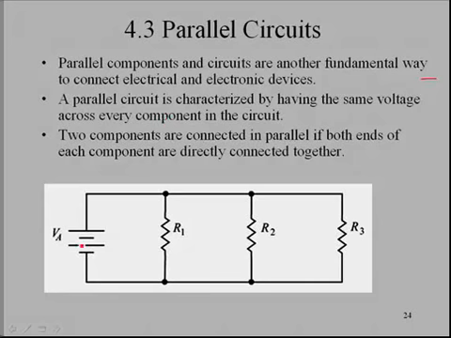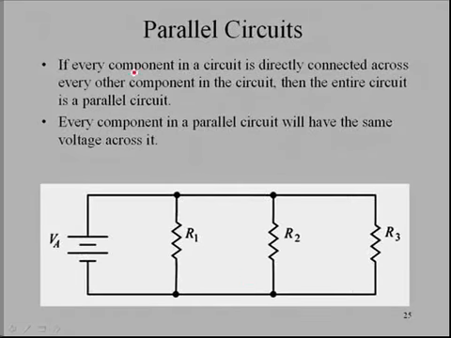And you'll notice here we have a voltage source, and that source is connected directly across every component. 2 components are connected in parallel if both ends of each component are directly connected together. So if we were just looking at R1 and R2, we know they're in parallel because both ends of said components are connected to each other, and hence these 2 are in parallel.